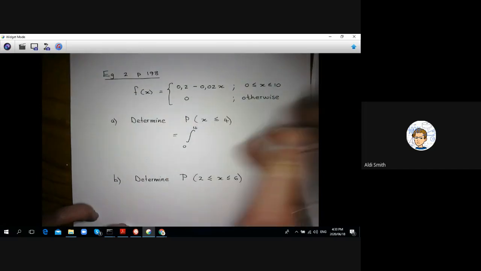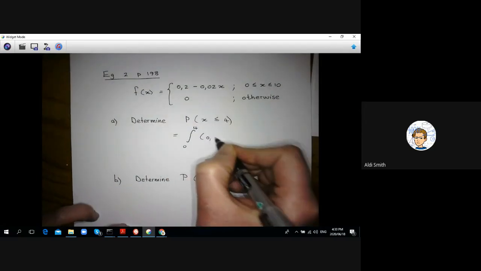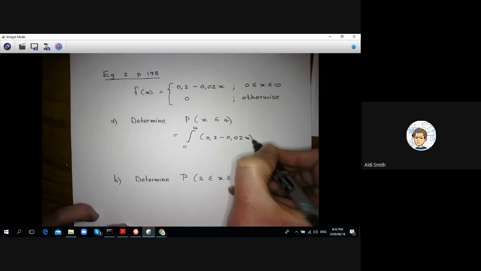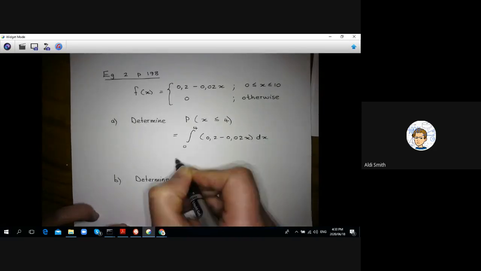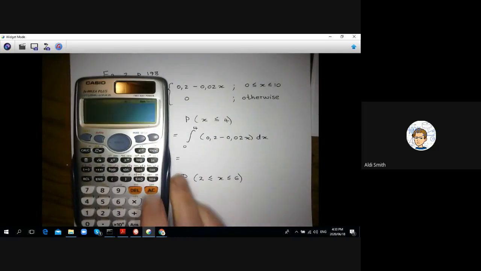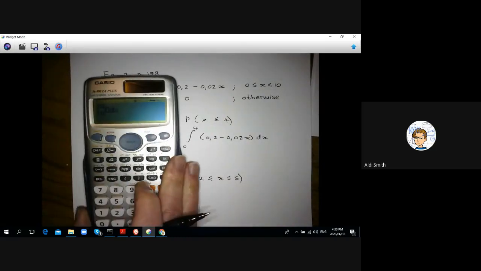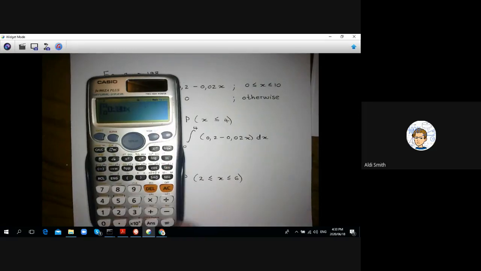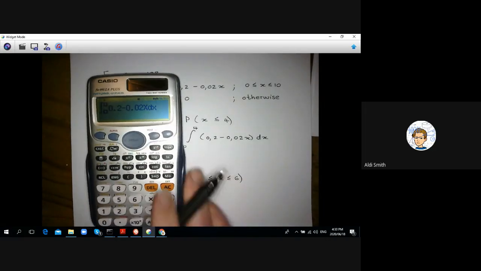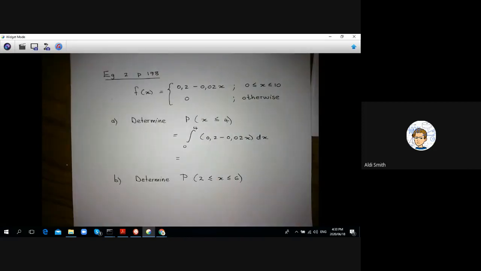Of that particular function, so the integral of 0.2 minus 0.02x dx. And then you can just type that into your calculator because it's a definite integral. So there we're going to go 0.2 minus 0.02x from 0 to 4. And that'll give you 0.64. So that's the probability.